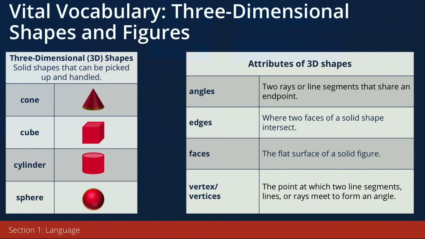Now with figures, we have our three-dimensional, it says shapes here. I often call these three-dimensional figures. These are shapes that can be picked up and handled because they're three-dimensional. And often students need to know the language related to a cone, cube, cylinder, sphere, and you may also eventually get students to be talking about prisms and pyramids. Some of the language that's important for three-dimensional figures includes angles that are created, edges, faces, and vertices.